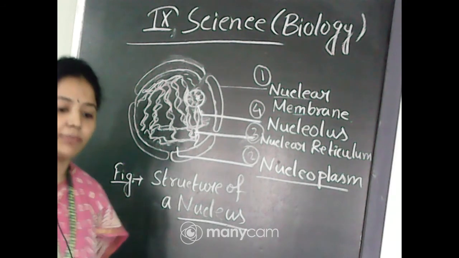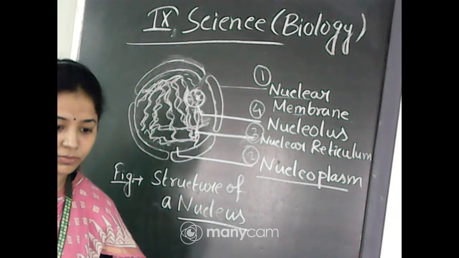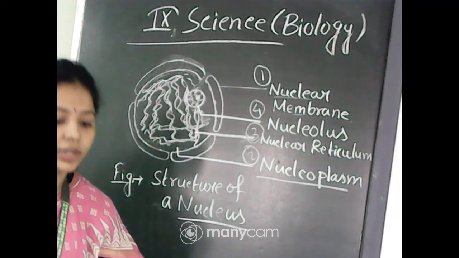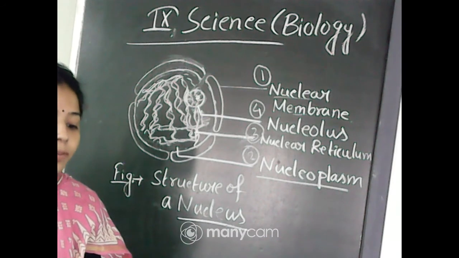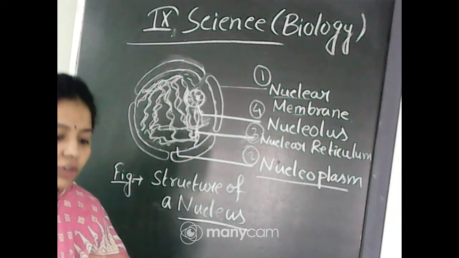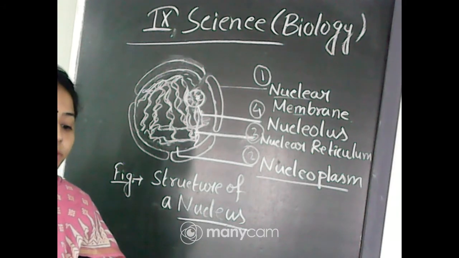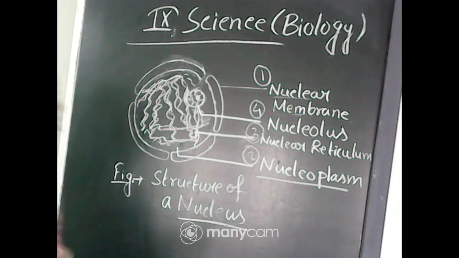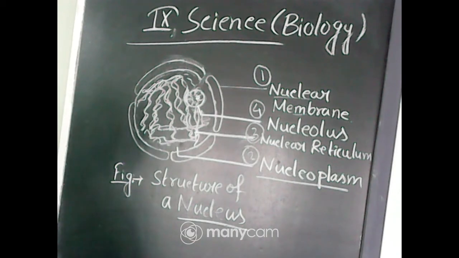The structure of the nucleus is not the same in all animals. It varies in shape and size also. The function of cytoplasm and nucleoplasm is different. Here I have only mentioned the structure of a nucleus, not of the full cell. Yes, I am explaining it.